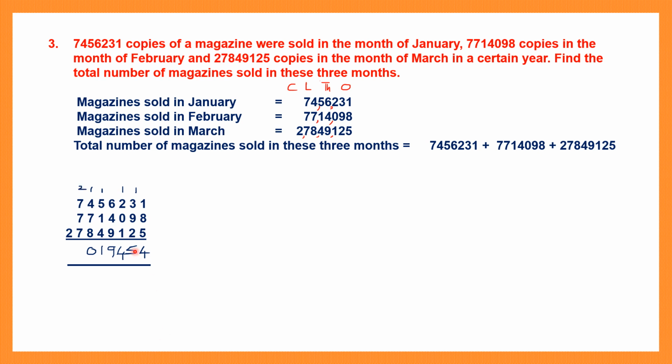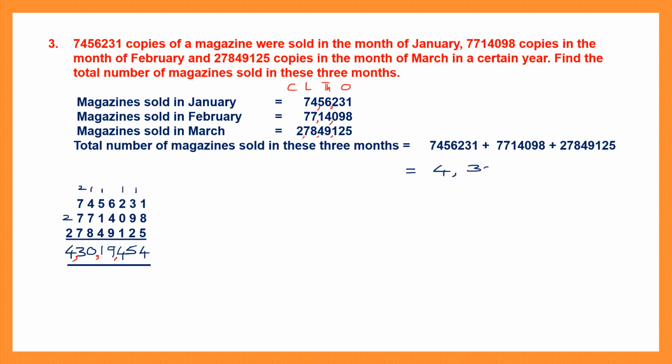Now here can you see there are 3 sevens, 1, 2, 3. 7 threes are 21 plus 2, 23. So we have 3 carry 2. 2 plus 2 is 4. So we have a number, let's place a comma. So we have a comma here and a comma here. So what's the number? 4 crore, 30 lakh, 19,454. So that many magazines were sold in 3 months.